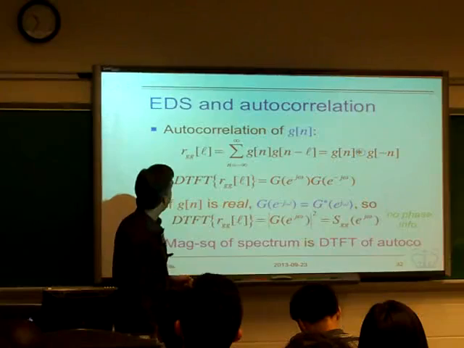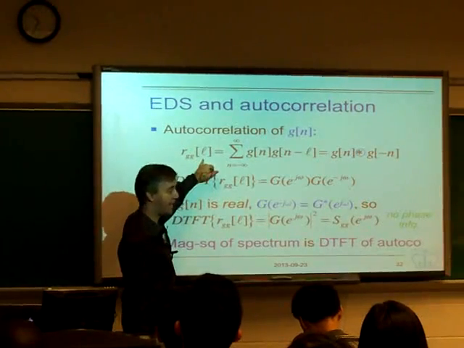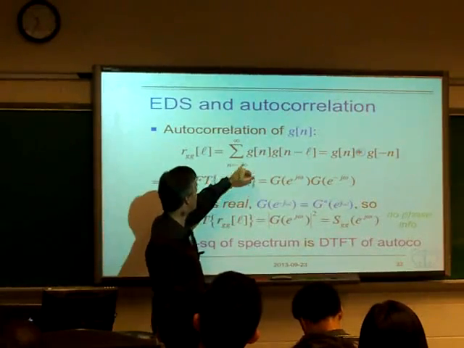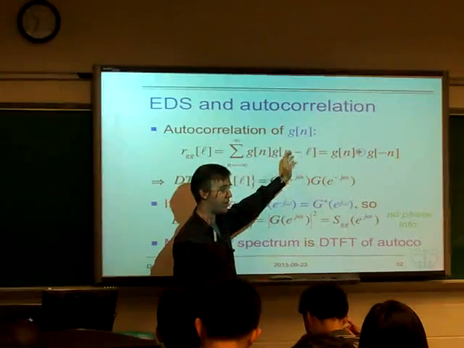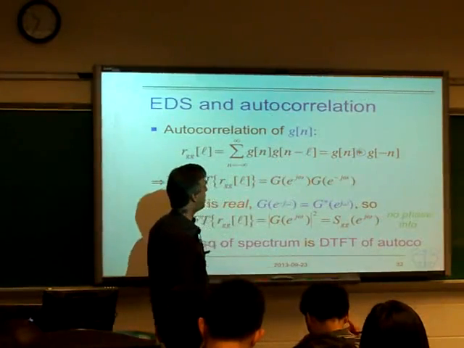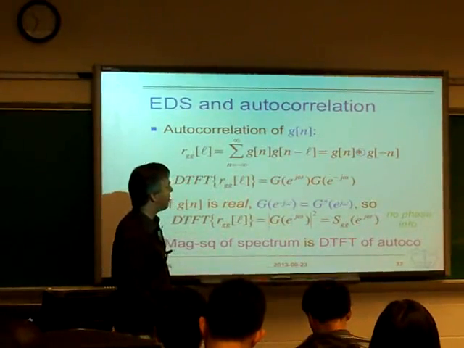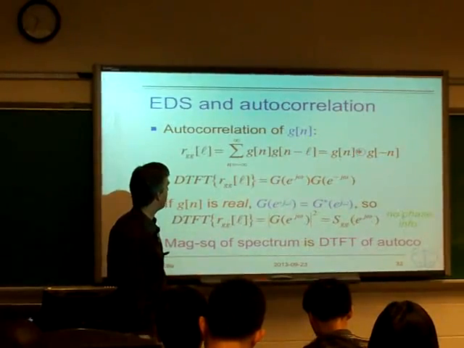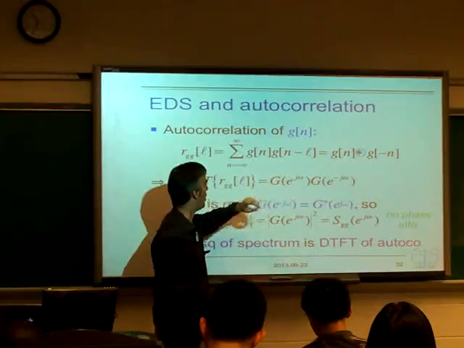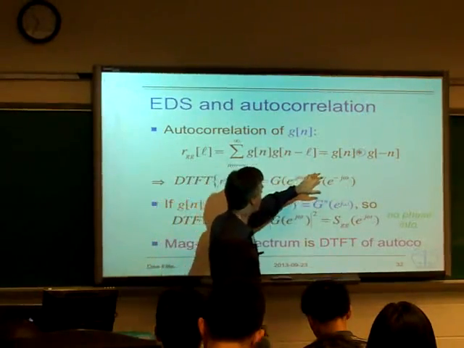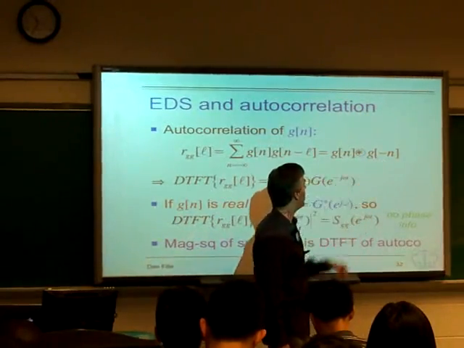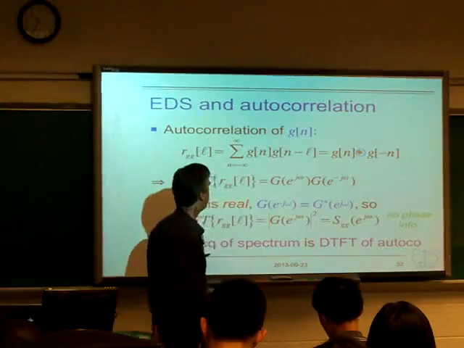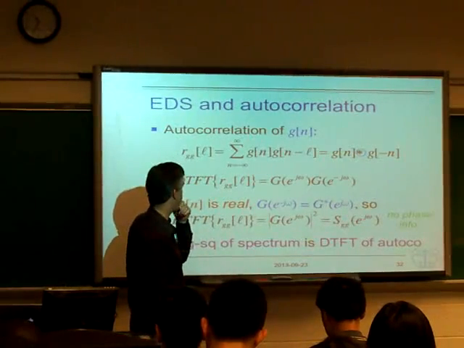Autocorrelation, we defined R_gg of lag L as this sum over all time of g of n times g of n minus L. It was like convolution, but with the sense of the second sequence reversed. This is autocorrelation, so it's g and g here. And we noted that it's the same as convolution with the time-reversed version. So it's g of n convolved with g of minus n that will give us the autocorrelation.